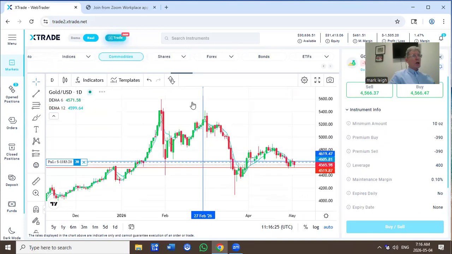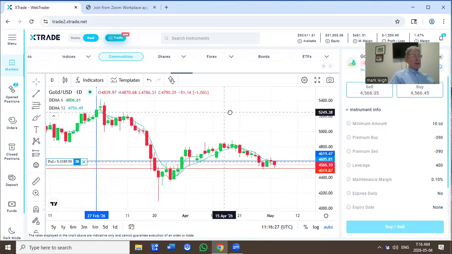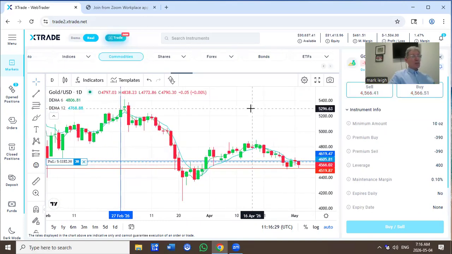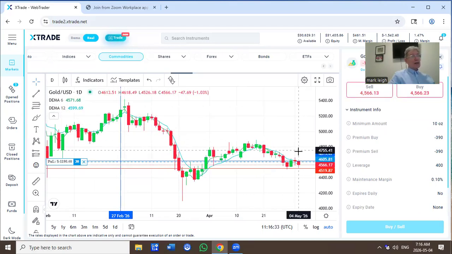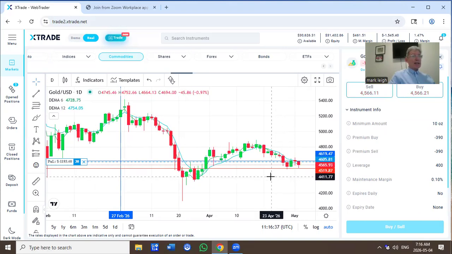Let's have a look at gold. And here we see the inverse relationship playing out. Strong US dollar, which we saw translating to weak gold. I've got resistance at 4,619. I've got support at 4,519. That's already a $100 range.